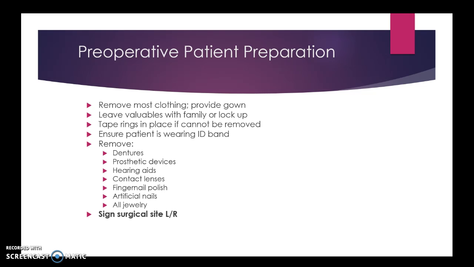Things to remove, such as valuables, any jewelry, including wedding rings, dentures, prosthetic devices, hearing aids, contact lenses, nail polish, so you can get an adequate SAT, and any artificial nails, as they can harbor some bacteria. Prior to having surgery, they should also sign the surgical site, especially if it's bilateral, to make sure that we are doing surgery on the correct thing.